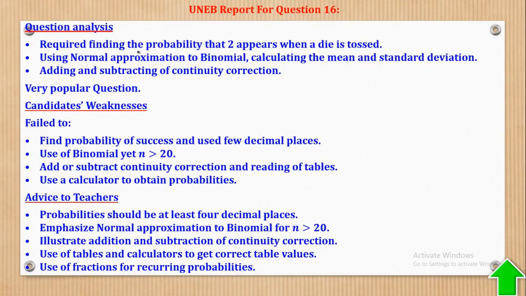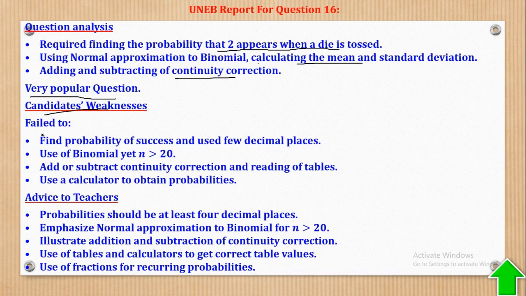So the question required finding the probability that 2 appears when a die is tossed, using normal approximation to binomial, and also calculating the mean and standard deviation. It also required adding and subtracting of continuity correction. So the question was very popular, meaning that it appears frequently in the previous past papers.